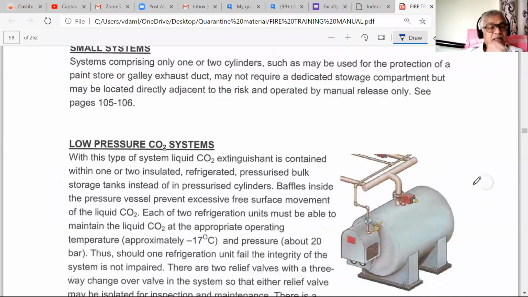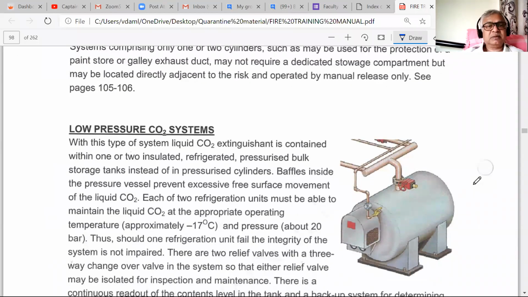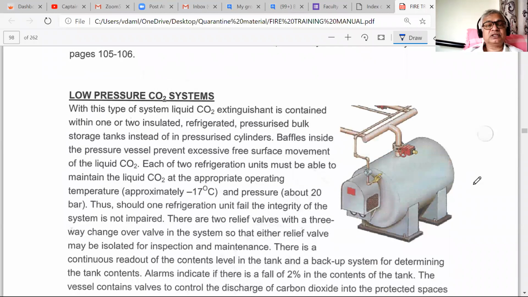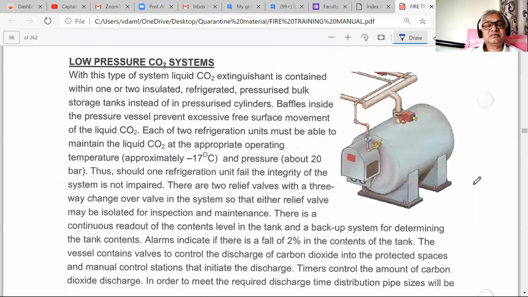Now, don't get too much into small systems, but come to the low pressure CO2 system. This is a similar system, but here it's low pressure. The CO2 is in liquid form inside, and you keep it closed. It's only about 20 bars. Now, 20 bars is a lot anyway, but for us, 20 bars is low pressure for this purpose.